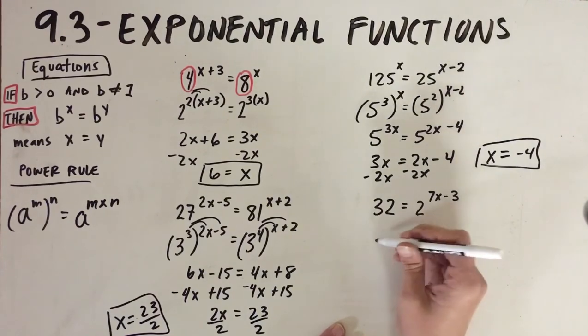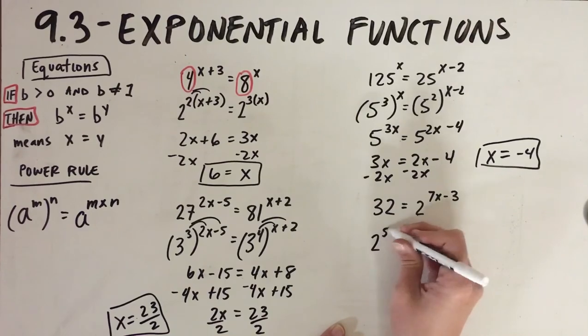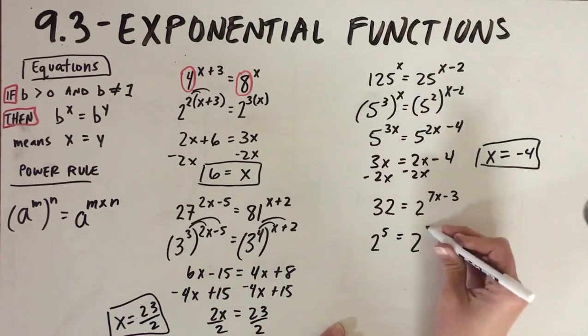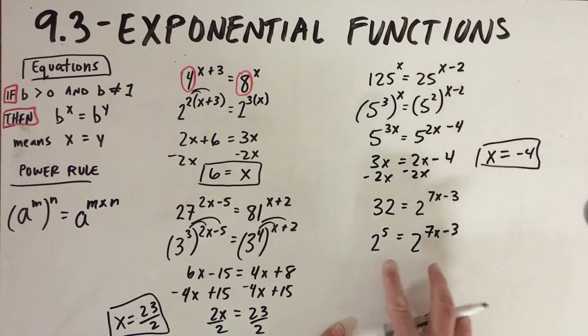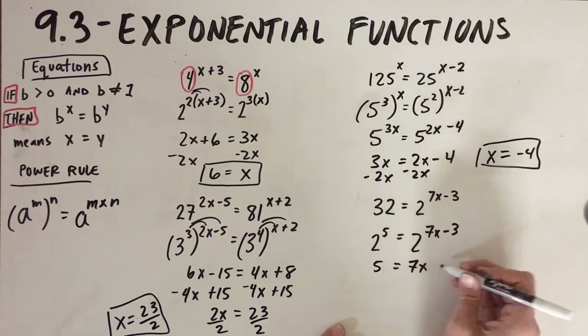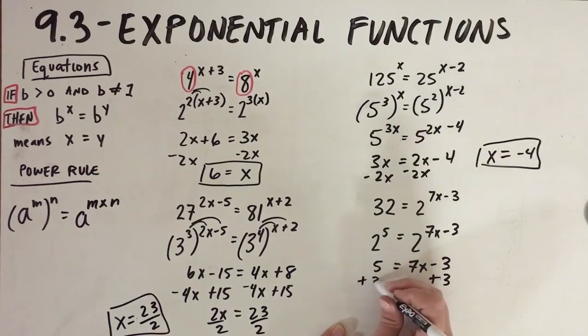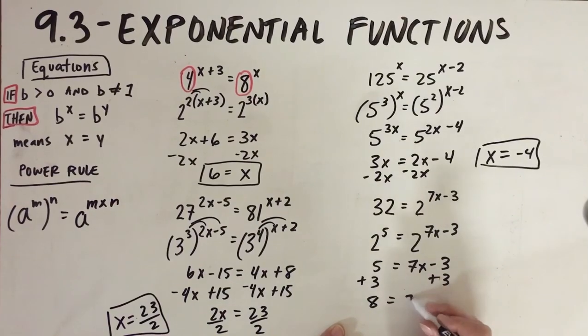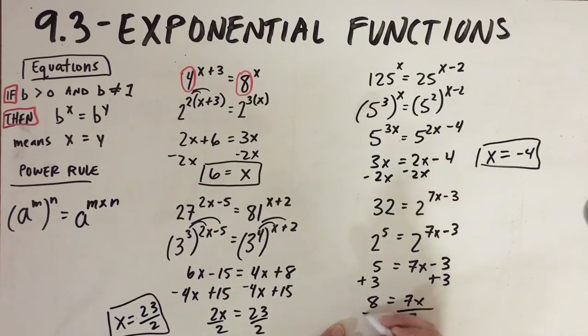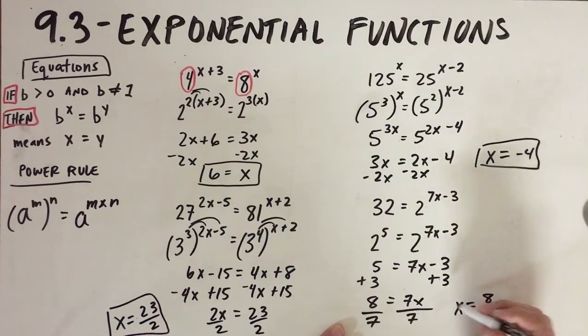32 is the same thing as 2 to the 5th, and that's going to be equal to 2 to the 7x minus 3. Well, I'm just going to drop these bases and say that 5 then is equal to 7x minus 3. I will add the 3. I was doing it already in my head. 8 is equal to 7x. Divide by 7, and we get that x is 8/7.